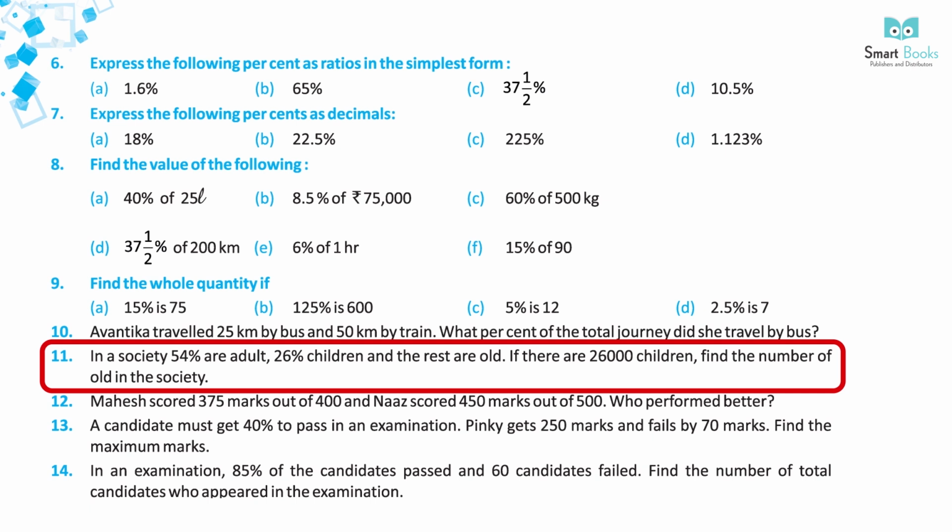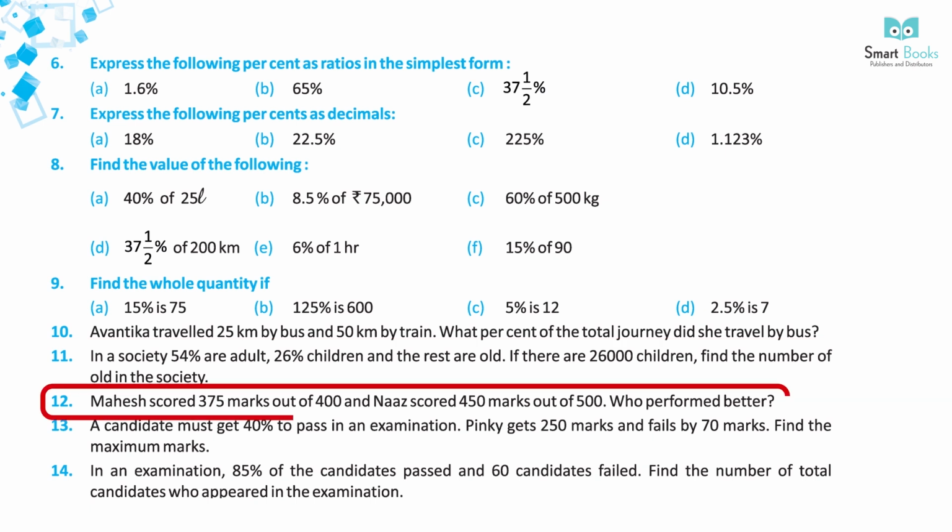Question 11. In a society, 54% are adults, 26% children and the rest are old. If there are 26,000 children, find the number of old in the society. Solution 20,000. Question 12. Mahesh scored 375 marks out of 400 and Naresh scored 450 marks out of 500. Who performed better? Solution Mukesh.